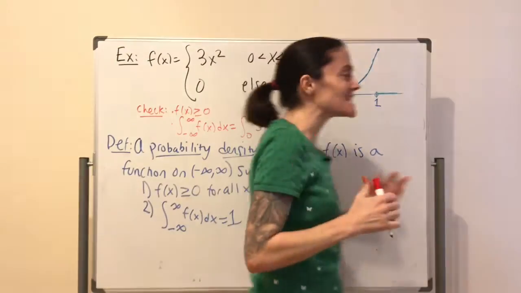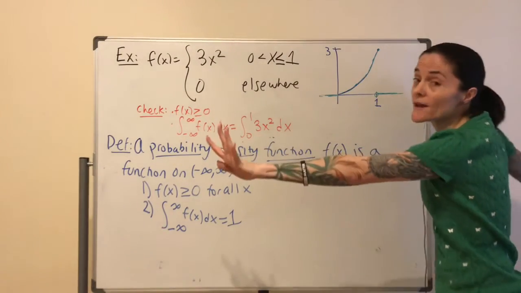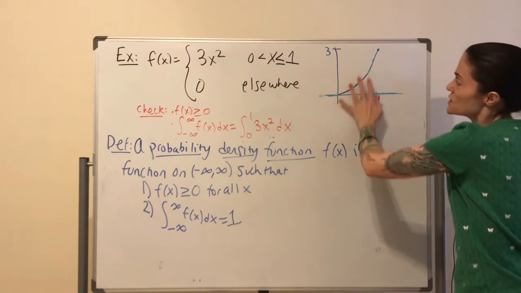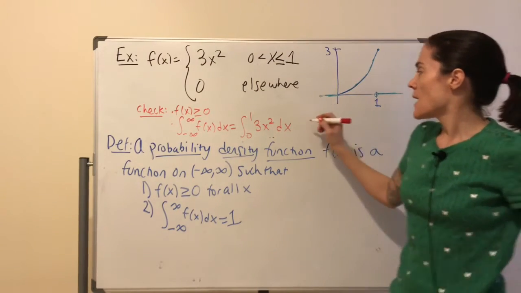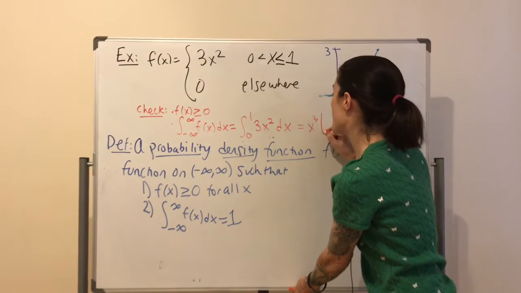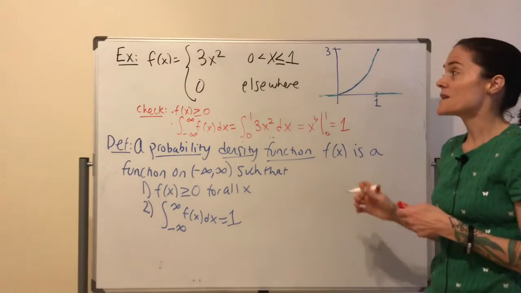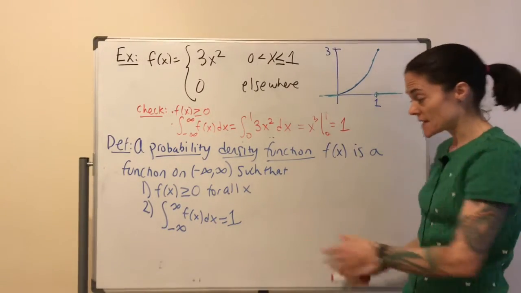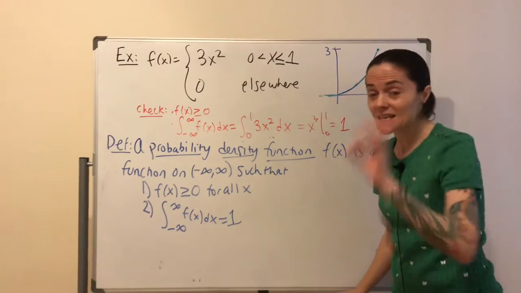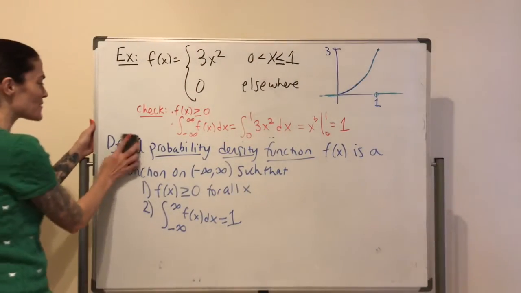Because, as I mentioned, everywhere else the function is 0. So if you just took the total area from minus infinity to infinity, it would just be the area over this piece. And this is x cubed evaluated between 0 and 1, which is 1. So this, in fact, is, we see the definition, I'm about to erase it, a probability density function. Okay, wonderful.